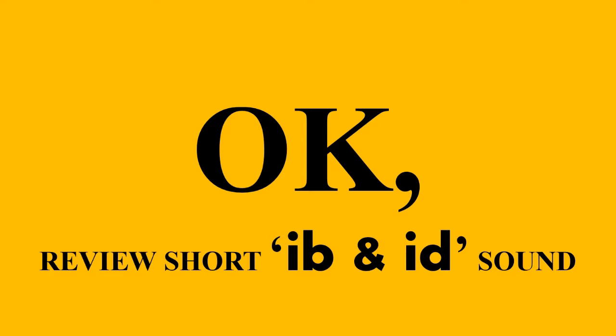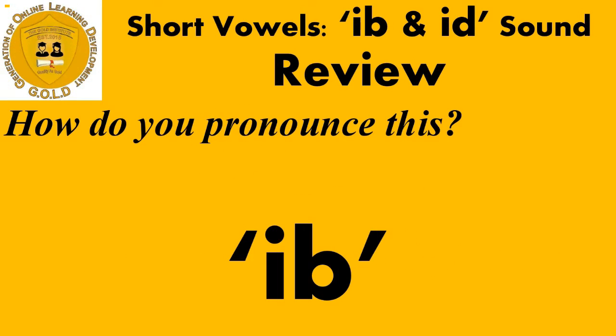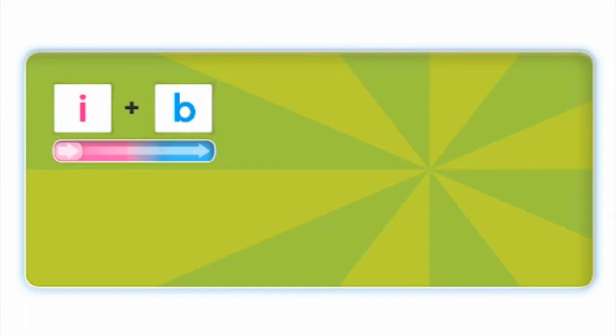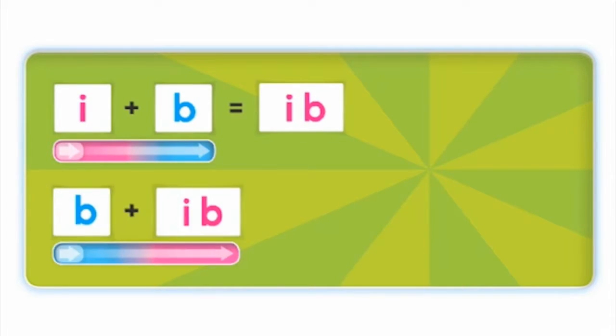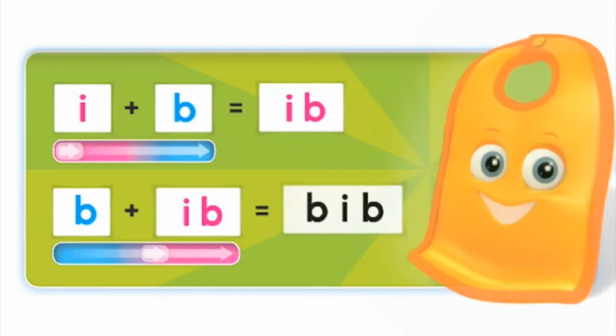Okay, review the short IB and ID sound. How do you pronounce this? B, ib, bib. ib, bib.